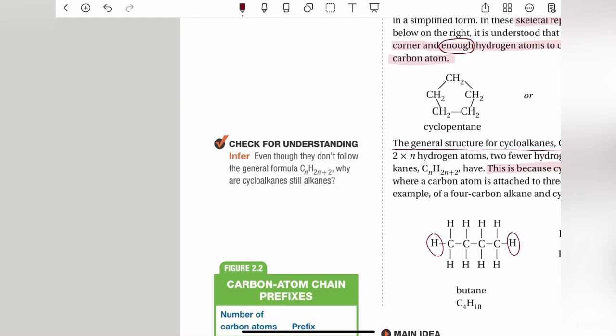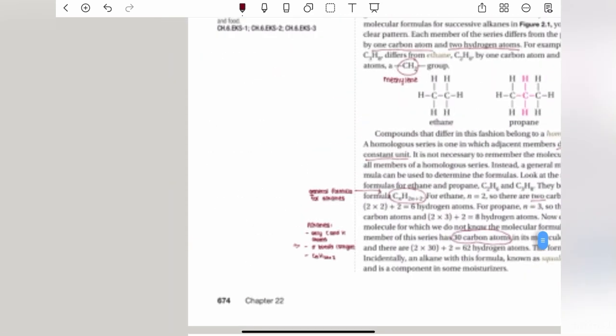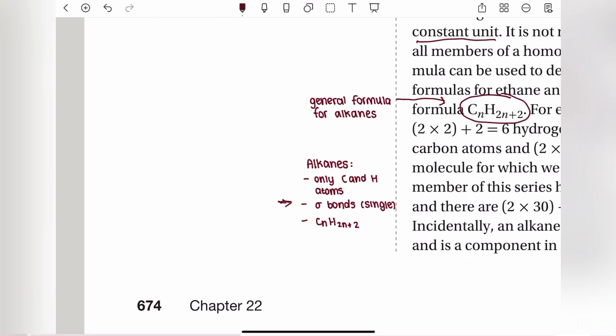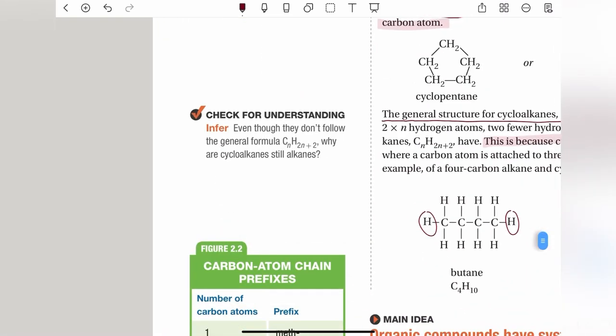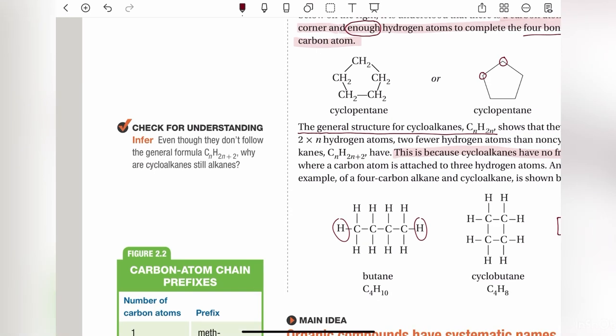Now let's answer our check for understanding question. So it asks, even though they don't follow the general formula CnH2n plus 2, why are cycloalkanes still alkanes? So think about it for a second. The answer is that cycloalkanes are still alkanes because they consist of only single bonds. As you might recall, that is one of the factors that we wrote out. So if a hydrocarbon consists of only single bonds, we can consider it an alkane. Yes, so cycloalkanes are still alkanes.